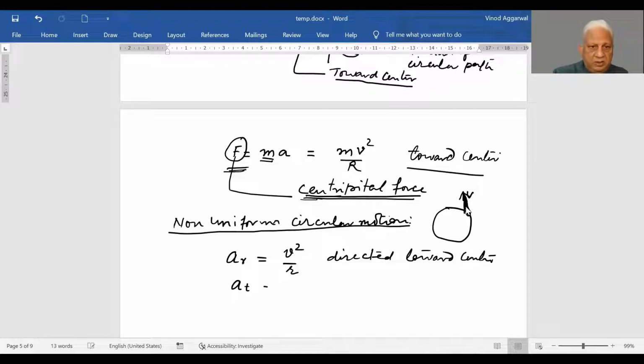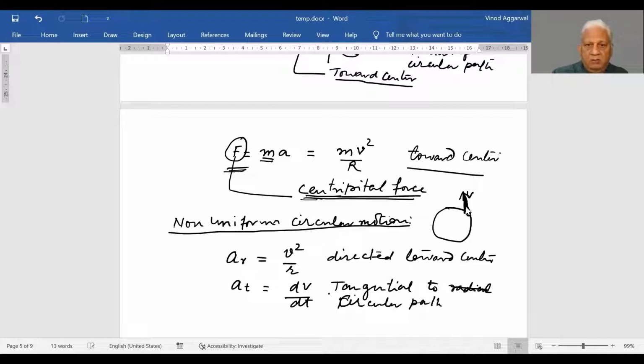So we call it tangential acceleration, which is the same as dv by dt. And this will always be tangential to the circular path, meaning thereby it will be perpendicular to the radius.